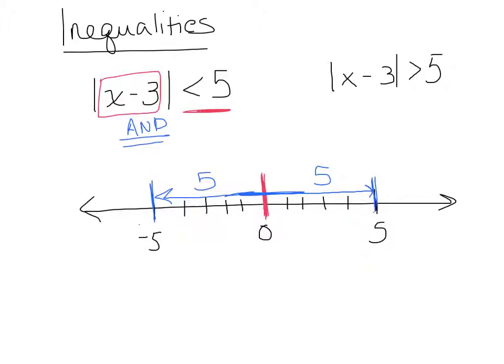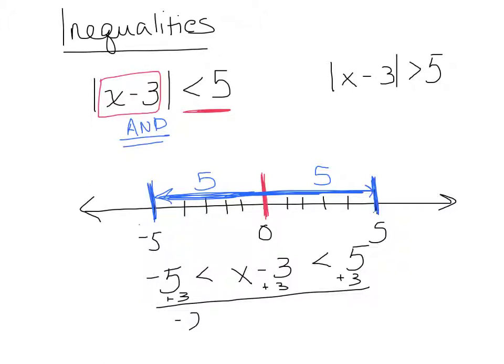Okay, and I can represent this by saying negative 5 is going to be less than the value of x minus 3, which is going to be less than the value of 5. Once again, it's because it's representing this space all in the middle of here and saying the boundaries are going to be -5 and +5. So now I have an and statement that I can then solve. Okay. So then I would add 3 to all 3 parts, and I'm going to end up with -2 is less than x, which is less than 8.